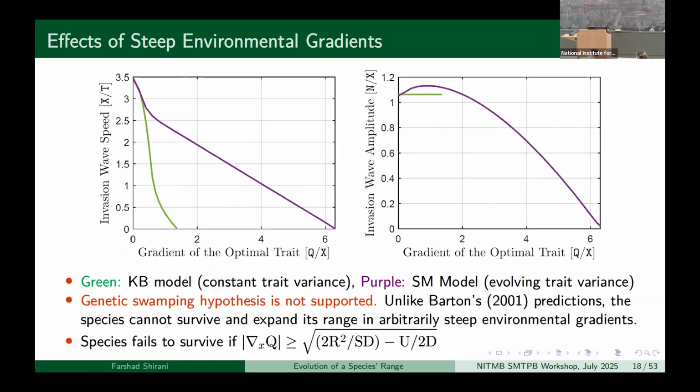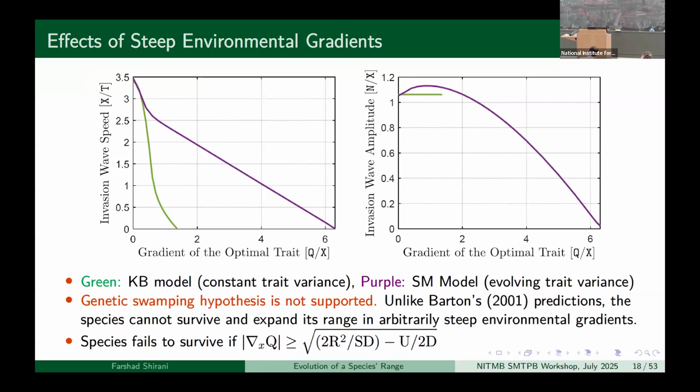If you measure the traveling speed of the range expansion and also the magnitude, the maximum population density, you plot them for different values of the steepness of the gradient, you will see these two curves. The green curve is coming from the Kirkpatrick-Barton model based on the constant trait variance assumption. And the purple one is what we get when we relax that assumption and the trait variance can evolve.